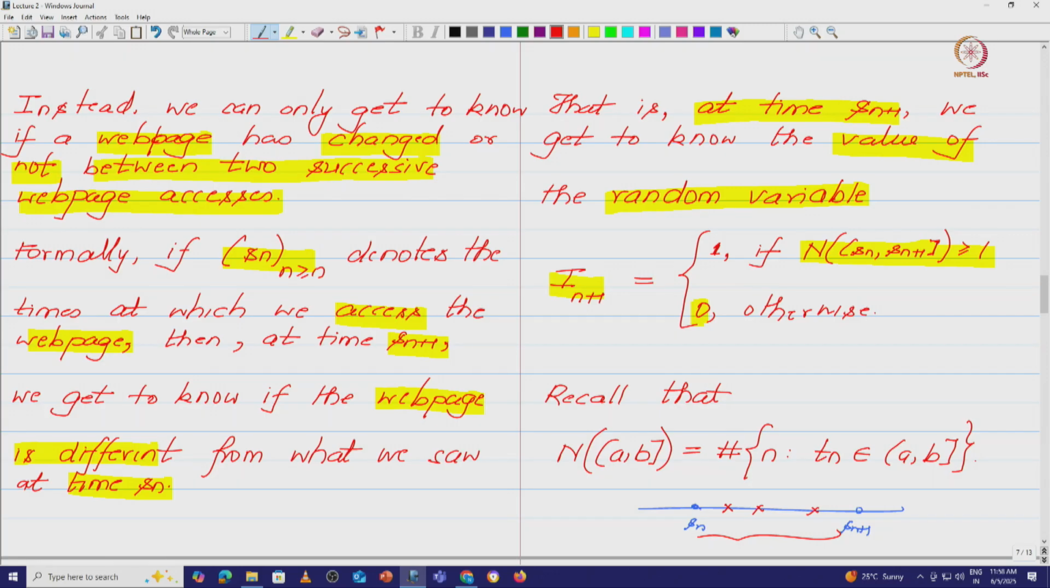So I will conclude this lecture at this point by summarizing what we have discussed, and in the next class we will discuss another stochastic approximation algorithm that makes use of the values of In plus 1 to get hold of an estimate of lambda.